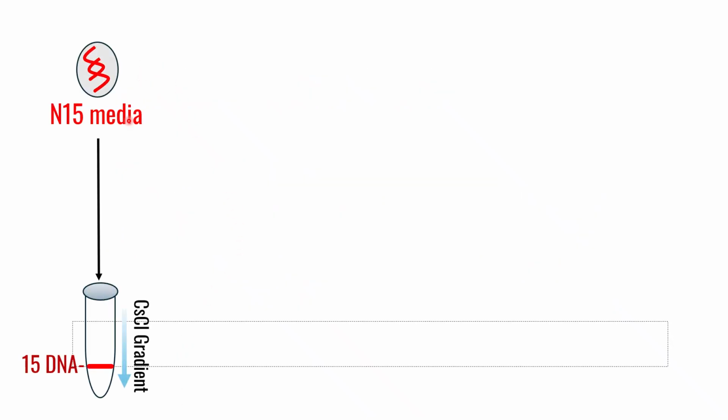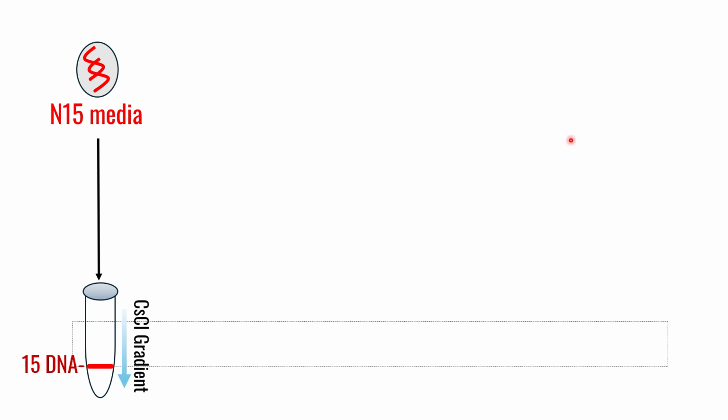Regarding the experiment, they grew bacteria in presence of N15 heavy isotopes of nitrogen for several generations, and they isolated DNA and ran cesium chloride gradient centrifugation. One band was obtained, corresponding to heavy N15 DNA, toward the bottom of the tube.